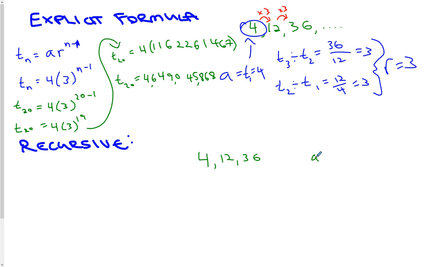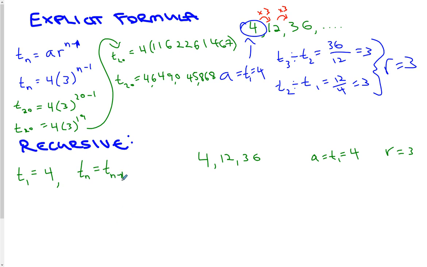Now we know our first number, sometimes we call it T1, means the same thing as 4, and our common ratio is 3. In our recursive formula, we always start by saying, what is the first term? What is T1? Well, T1 is 4. That's the first term. So that's done. Now we also have to put a little comma, and we have to say how we get to the next one. So we say, to get the next term, or any term, we have to know the term that came before it, and we write that t to the n minus 1.